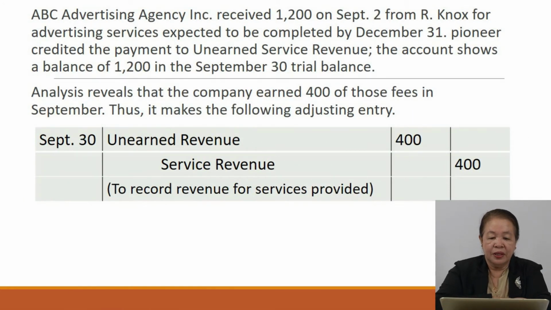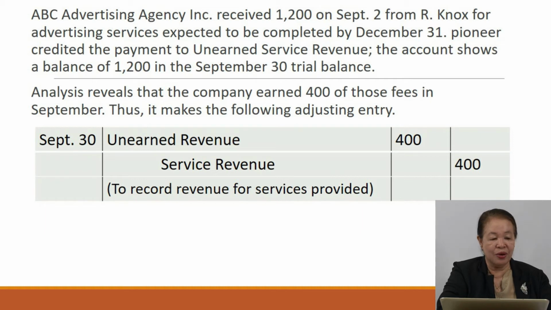Okay, so ABC Advertising Agency received 1,200 on September 2 for advertising services, no? Na-complete pa niya sa December 31. So, yung account balance ng unearned revenue as of September 30 is 1,200, no? Okay. But the analysis reveals that the company earned 400 of those fees in September, no? Pero during the September, ka-earn na siya ng 400, no?